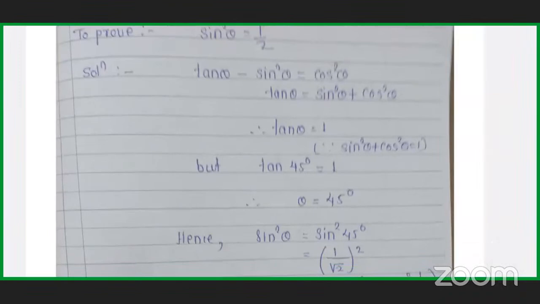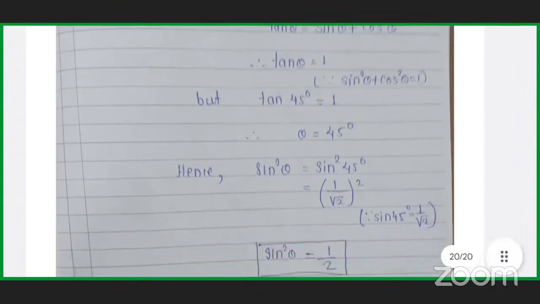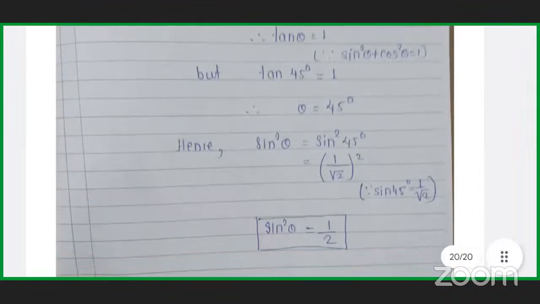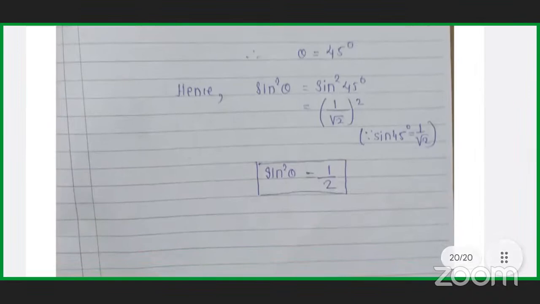But we know that tan 45 degree is equal to 1. So here we write theta is equal to 45 degree. Hence sin square theta is equal to sin square 45 degree. The sin 45 value is 1 upon root 2, squared. So 1 square is 1, root 2 square is 2. So we have easily proved that sin square theta is equal to 1 upon 2.